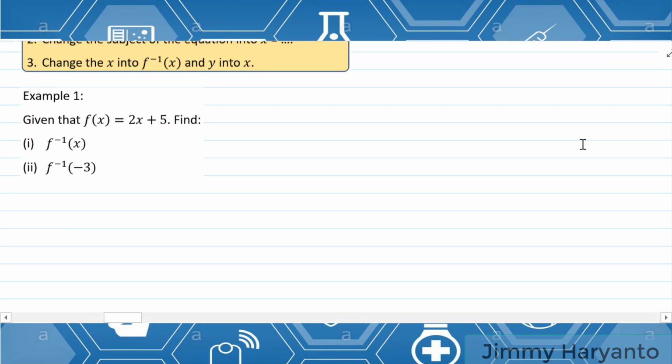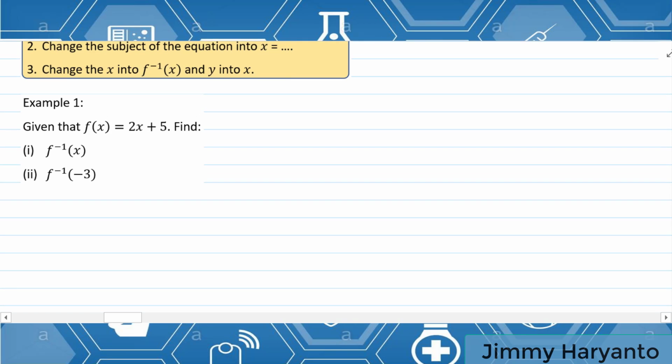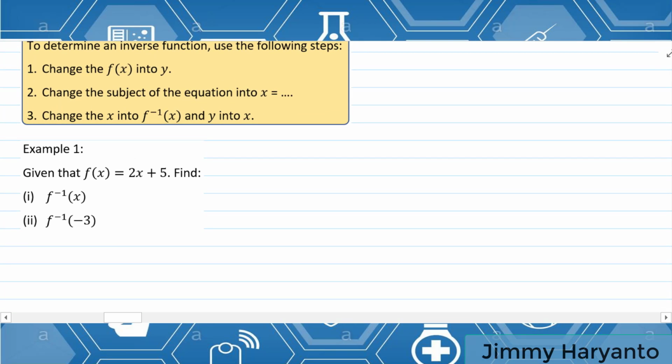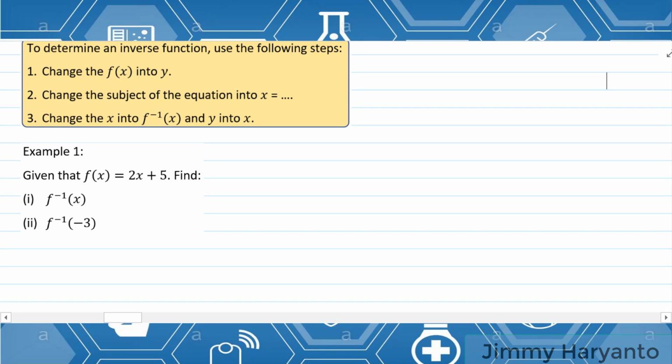Take a look at example 1. Example 1, given that f(x) = 2x + 5, find f⁻¹(x). Let's do it with the steps. Okay, the first step, change the f(x) into y. So I will write the question first, f(x) = 2x + 5, and then you have to change this f(x) into y, equals 2x + 5, and that is for the first step.